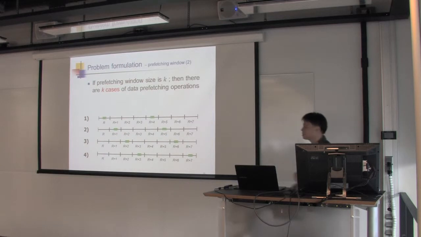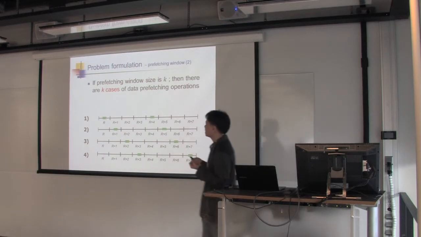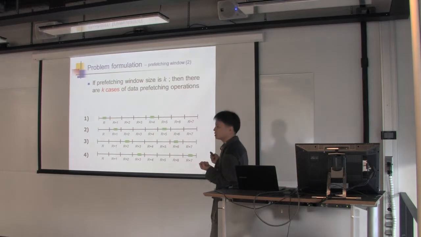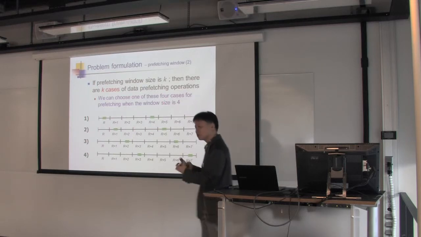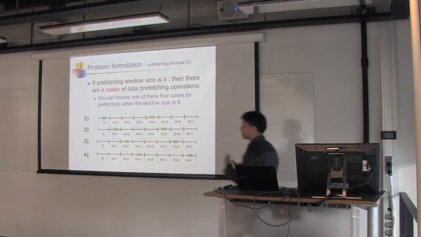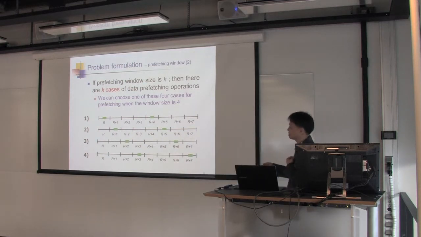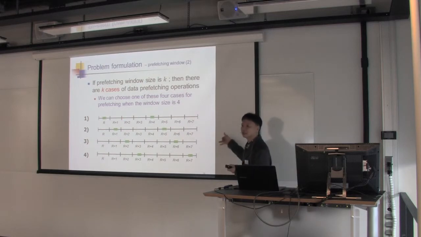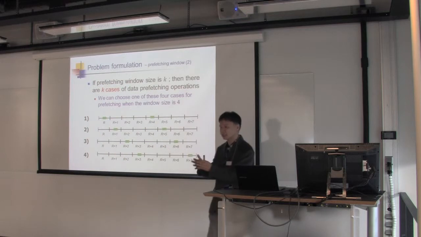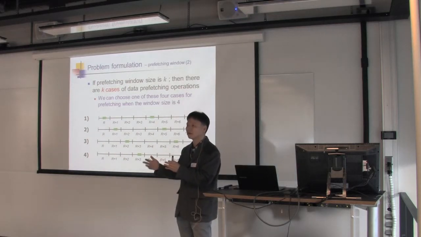In addition, if the prefetching window size is k, then there are k cases of data prefetching operation. For example, suppose that the window size is 4. To support a window size of 4, we can have 4 cases, as can be seen here. So you have to select one case among these 4 cases with the aim of balancing the buffer size over each round.